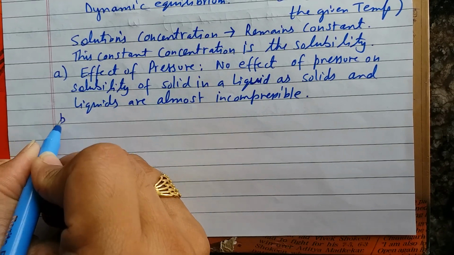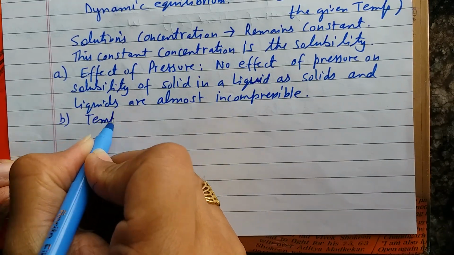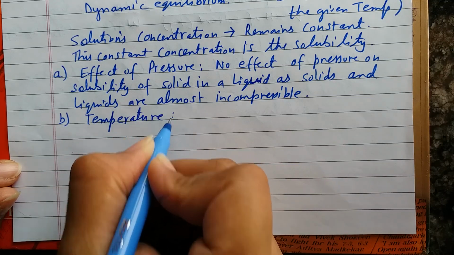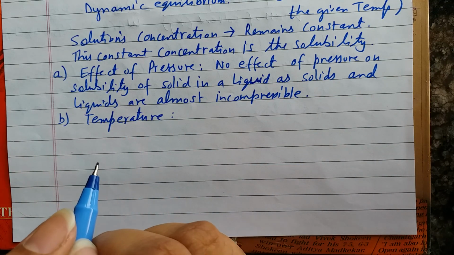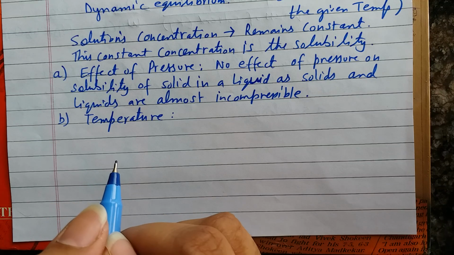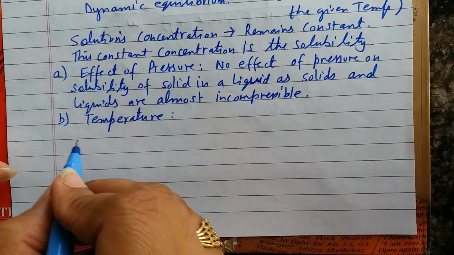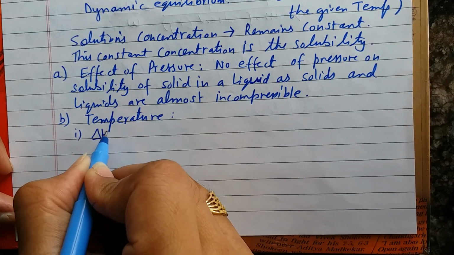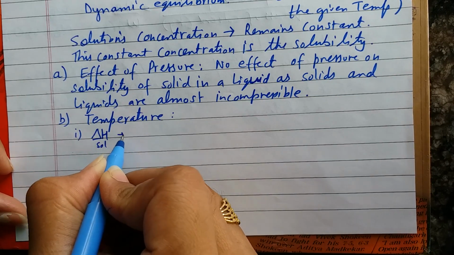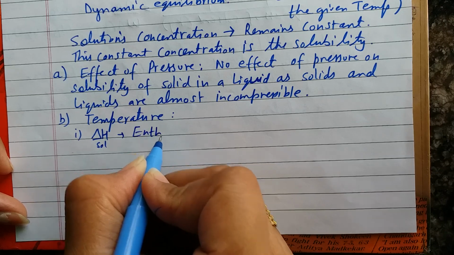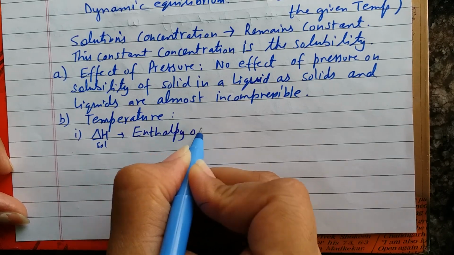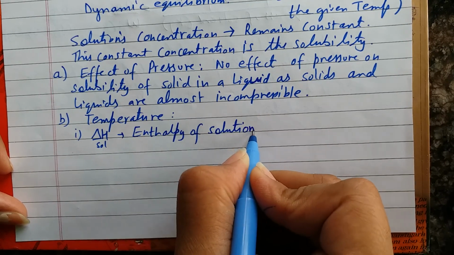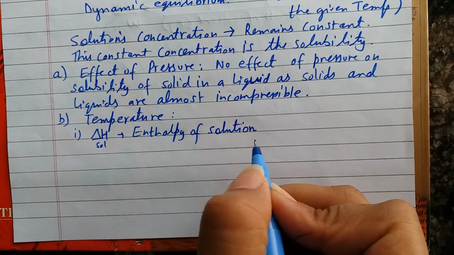And what is that second factor? Temperature. Is temperature going to affect the solubility? Will it be able to increase it or decrease it? Now to understand this, we will have to look at two cases. Number one, when the delta H solution, what is this? This is the enthalpy of solution, the energy change that takes place when the solution is formed.